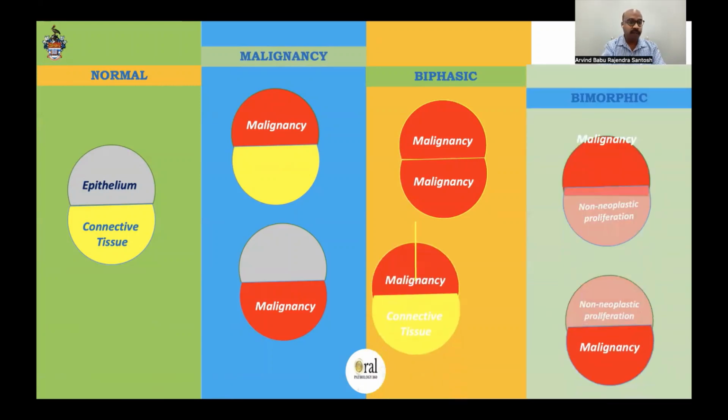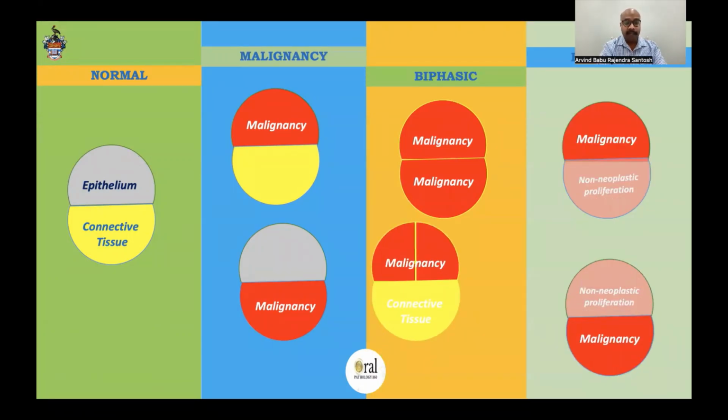Or it can also simply mean that malignancy within the epithelium can show two different cell populations, or within the connective tissue, you can have two different cell populations which are showing malignancy. Whereas in bimorphic, you have one malignancy either from epithelium or from connective tissue, and you can have a non-neoplastic proliferation either within connective tissue or within epithelium.